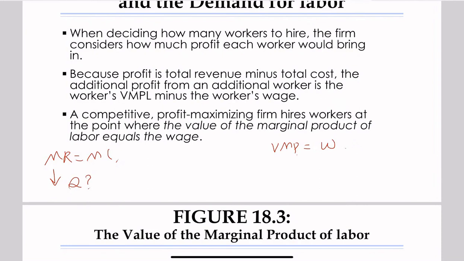And here, the firm's decision is different. The firm is deciding how many workers, the number of workers to hire, right? So firms have different decisions. That's why you have different forms of profit maximizing conditions. So don't get confused.